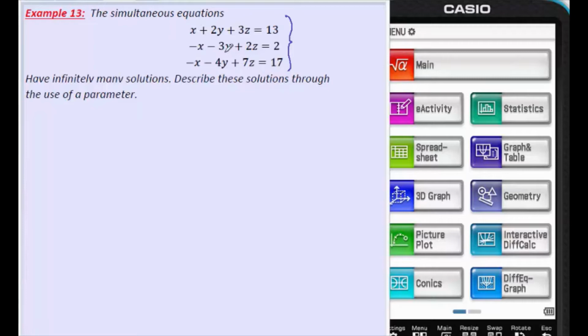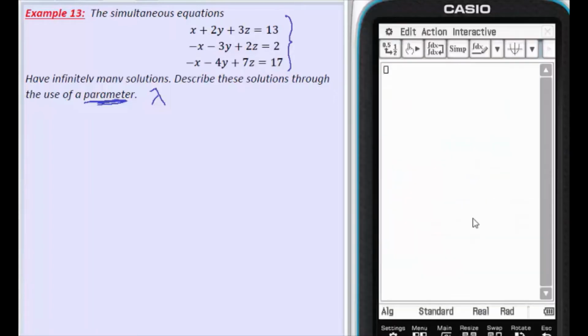One of the answers will just be a letter, and that letter that comes out will be my parameter, and we're going to call our parameter lambda. That's the Greek letter lambda. So I don't know which one will come out of the calculator as the letter, but we're going to find out. So this is how we do simultaneous equations on the calculator.